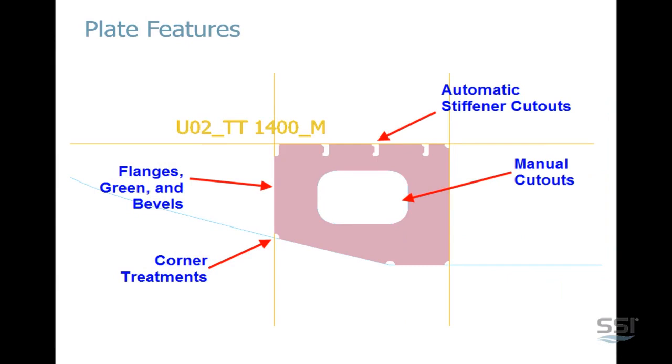Once we have a plate, there are a number of features we can apply to a plate. We can apply corner treatments. We can have ShipConstructor automatically apply stiffener cutouts. We can add manual cutouts to our plate. And we can also apply flanges, grooves, and bevels to plate edges as well.